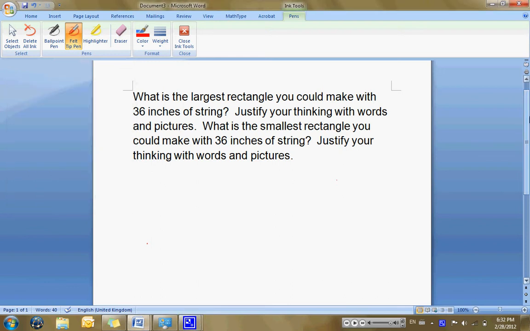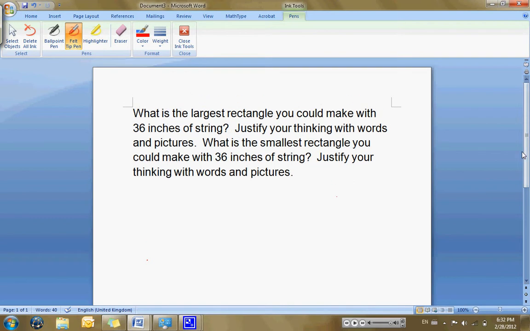So we are asked, what is the largest rectangle you could make with 36 inches of string? Justify your thinking with words and pictures. What is the smallest rectangle you can make with 36 inches of string? Justify your thinking with words and pictures there. So let's start off with what is the smallest. The question is asking, what is the smallest rectangle you can make with 36 inches of string?